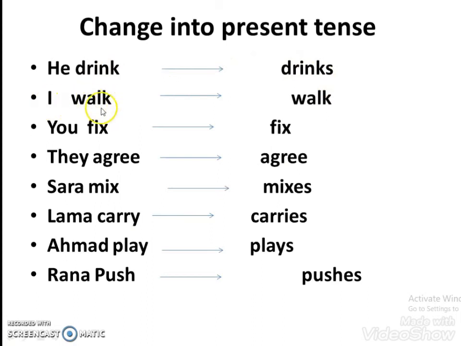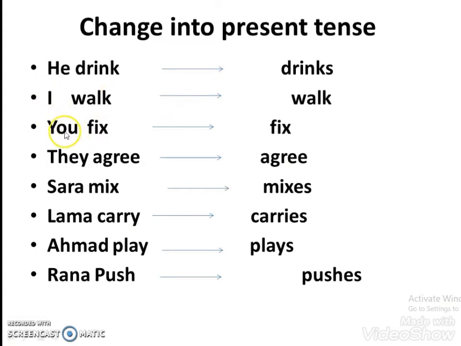Walk. Okay, this is the action verb walk. But before the action verb walk, I have I. Do we say I walk or I walks? No, I walk because I don't take an S.